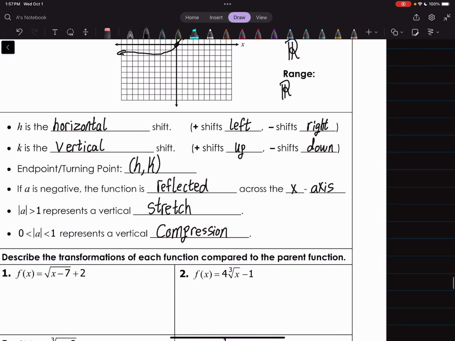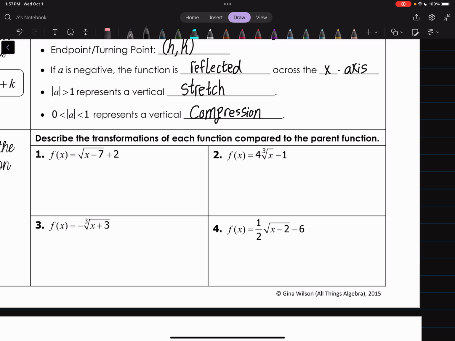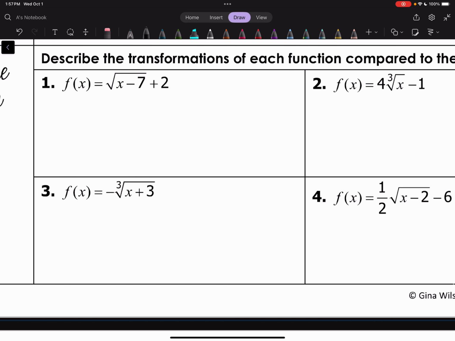Now, you are able to use Desmos on any of these problems. However, I'm not going to use Desmos on these because it is good to know them by hand. So here we go. I'm going to do number 3 and 4. Then I want you to pause it, try 1 and 2. Number 3, I have a negative, so I'm going to reflect over x. That's the negative part. I have a plus 3 under my radical, so that is left 3 units, and that is everything in this problem.